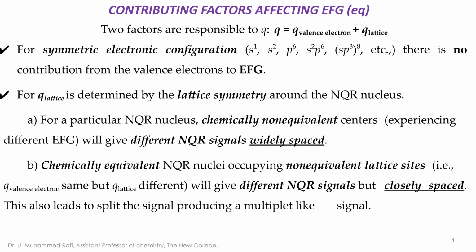For a particular NQR nucleus, chemically non-equivalent centers, experiencing different EFG, will give different NQR signals widely spaced. For chemically equivalent NQR nuclei, occupying non-equivalent lattice sites, i.e., q valence electron same but q lattice different, will give different NQR signals but closely spaced. This also leads to a split signal, producing a multiplet-like signal.